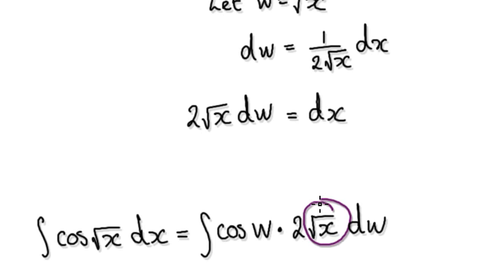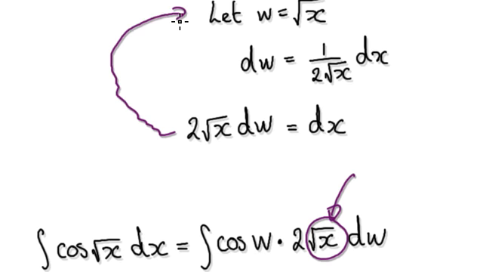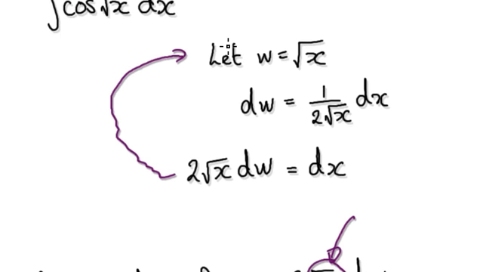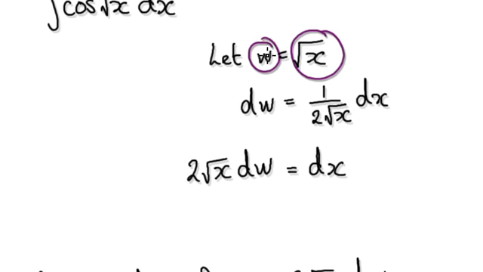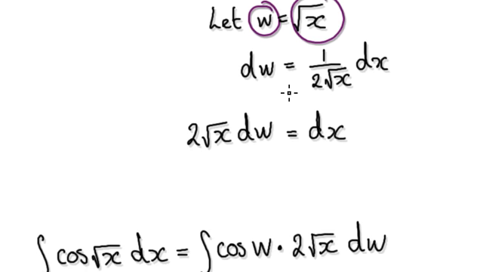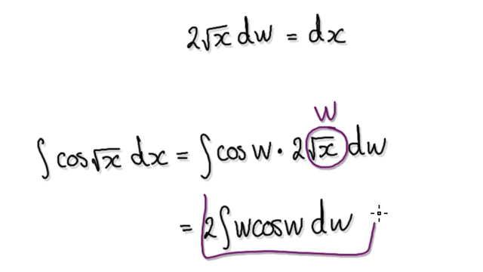We are trying to integrate everything with respect to w, but then we still have this annoying x lingering around. So we would then go back to here. We said that let w equals the square root of x. So the square root of x is in effect w. So this square root of x here is in effect w. So now that will then take us to here.